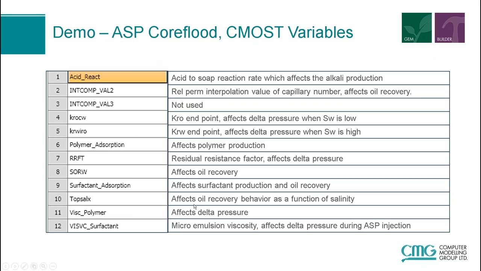This top cell X is our solubilization, the optimum salinity versus soap to soap plus surfactant ratio. It's going to affect the oil recovery behavior as a function of salinity. The viscosity of the polymer will affect the delta pressure. And then the viscosity of surfactant here, it's the microemulsion viscosity, will affect delta pressure during ASP injection.